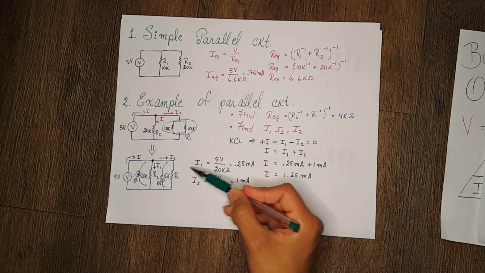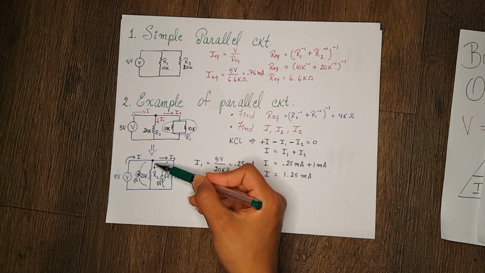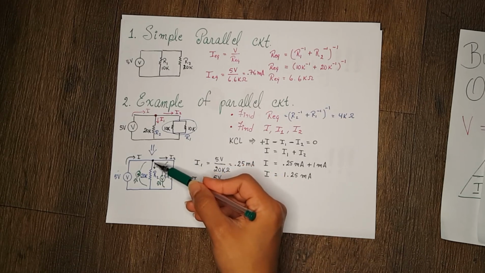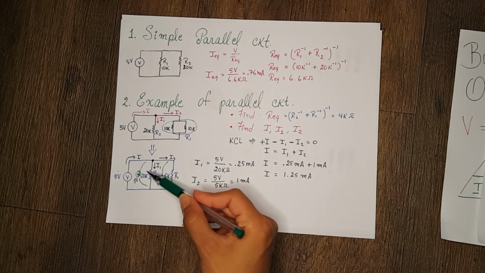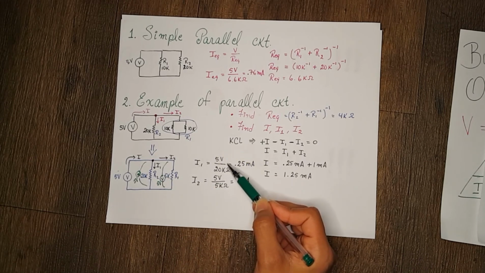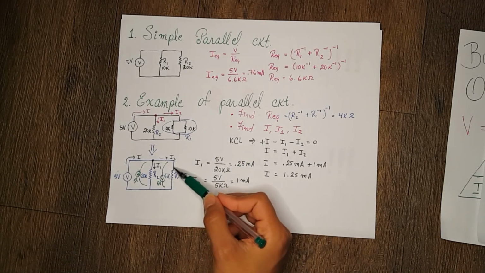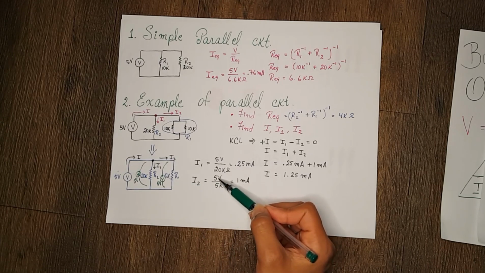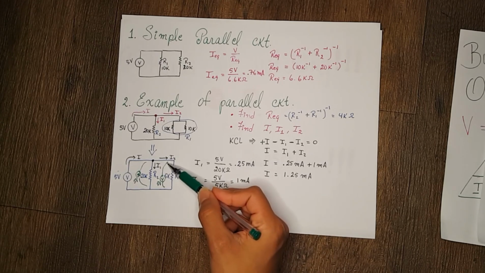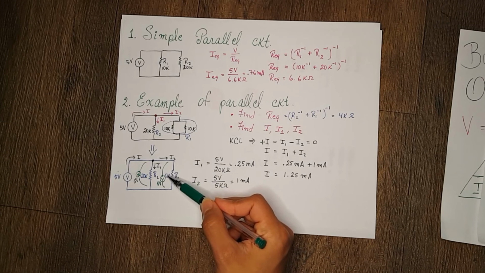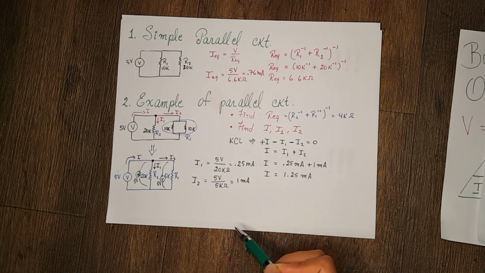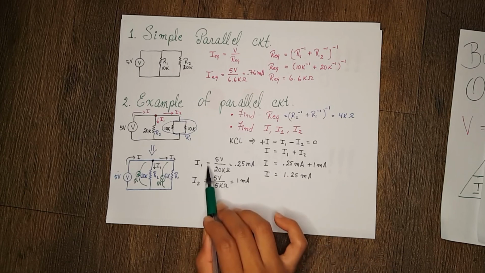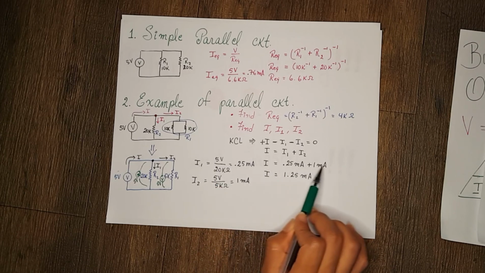So I1 is just 5 volts over 20 kilo ohms, which is equal to 0.25 milliamps. The same thing for I2: our current I2 is 5 volts again over 5 kilo ohms, which is equal to 1 milliamp. So adding these 2 currents, I1 and I2, would give us an I of 1.25 milliamps.